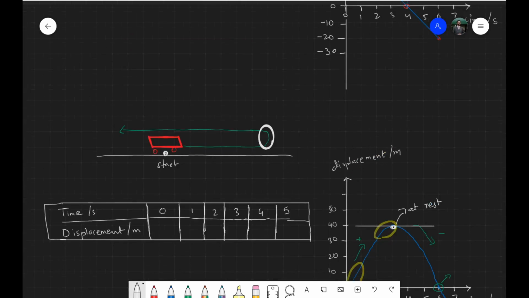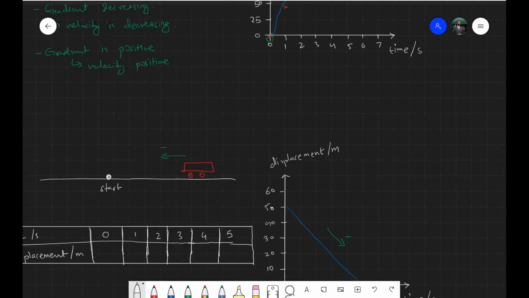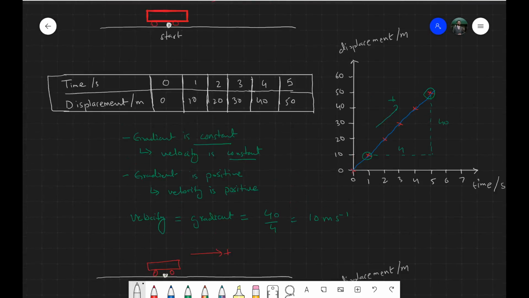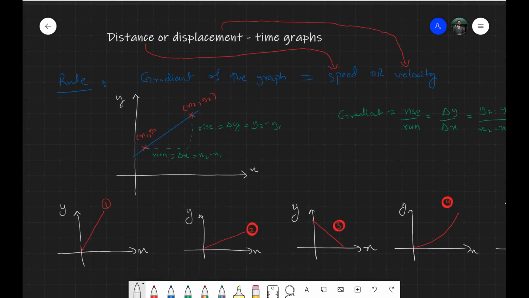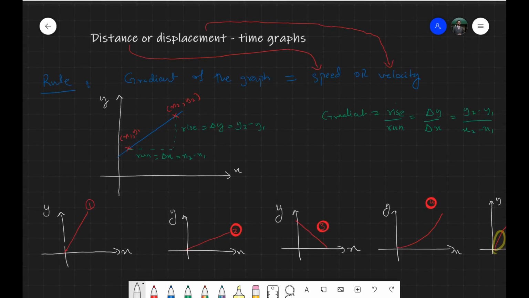So again, just to reiterate, what are the rules that you need to remember for this graph? Well, it's just that the gradient of a graph is going to give you the speed or velocity depending on which type of graph it is, and how the gradient changes also tells us about how the velocity or the speed is changing, and the sign of the gradient, whether it's positive or negative, tells us whether the car is moving towards the starting point or away from the starting point.